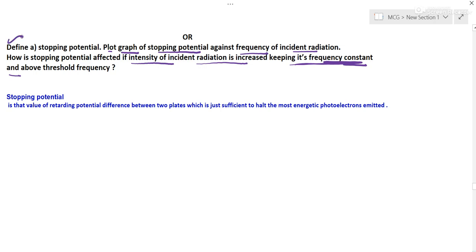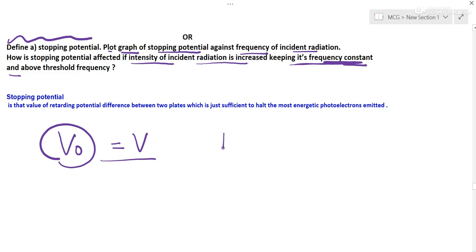First of all, the first part of the question says define stopping potential. So we know stopping potential is the potential at which the motion of the electron stops. Kinetic energy is 0, so no photoelectrons are emitted, and photoelectric current is also 0. So it is the value of retarding potential, negative potential between the two plates, two electrodes, which is sufficient to stop the motion of electrons. So stopping potential is that potential.